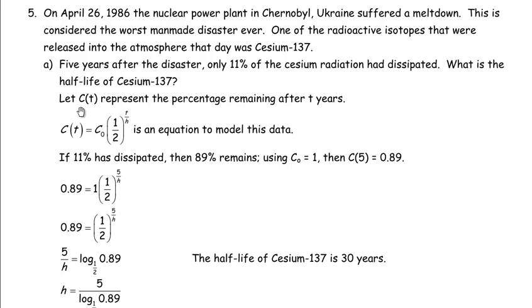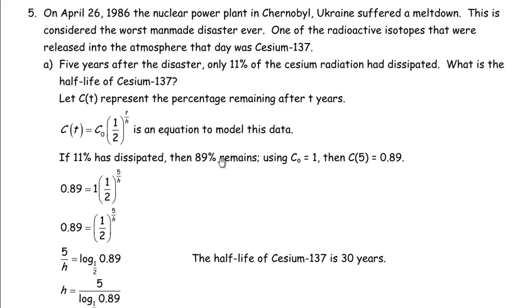So we're going to let C of t represent the percentage remaining after t years. And so this is our formula that we used a couple times already. So that's what's going to model the data. Now, if 11% is dissipated, C of t represents the percentage left, not what's dissipated. So if 11% is gone, then there's 89% left. So 100 minus 11 would be 89.